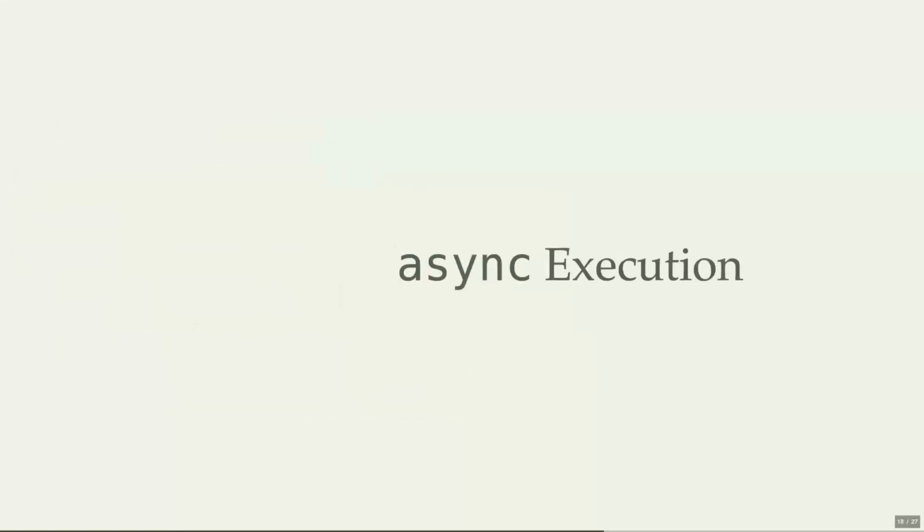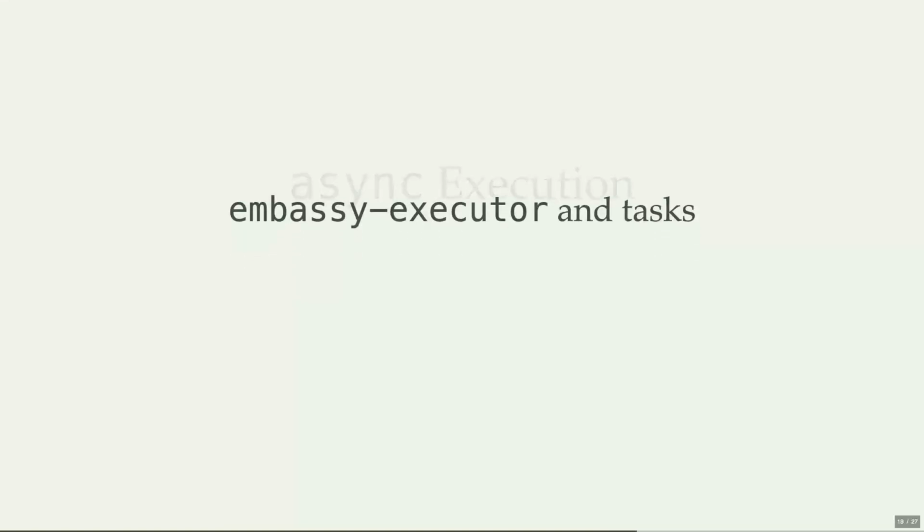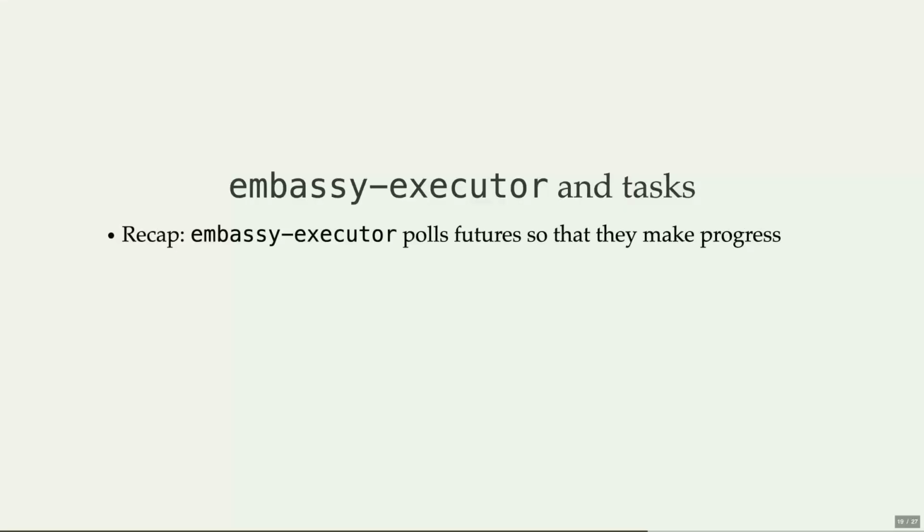All right, let's get to the heart of it and talk about the real thing that's interesting here. That's the async execution. So how does Embassy actually execute our tasks, and what things do we have to consider when we're writing our program and actually implementing it? So, a quick recap. The Embassy executor polls our futures so that they make progress. These futures to poll are called tasks. So there is a set of top-level futures that's always there, that are statically allocated, and these are our tasks.